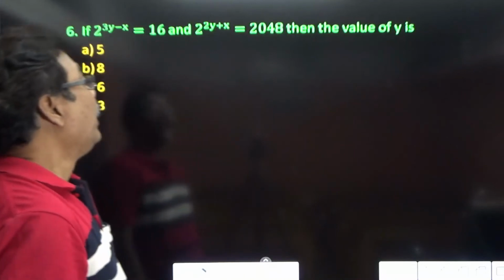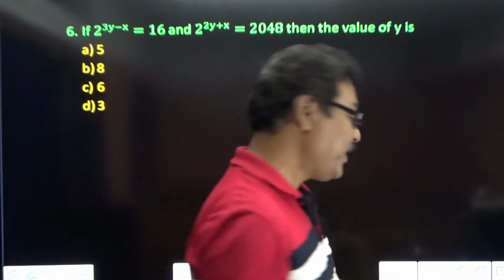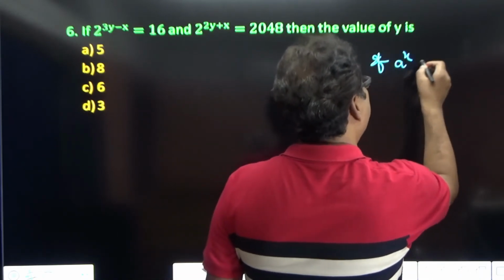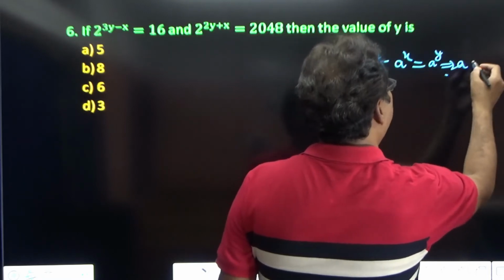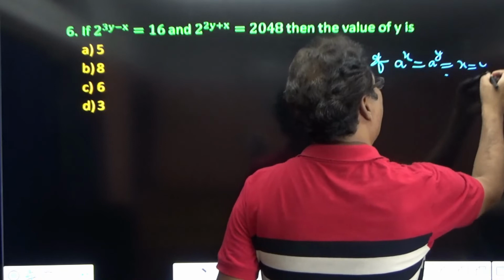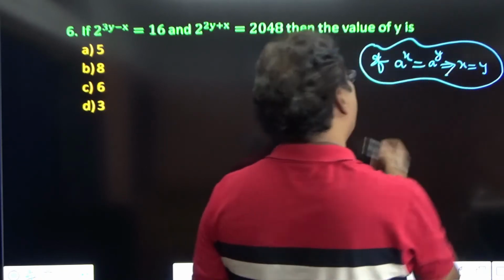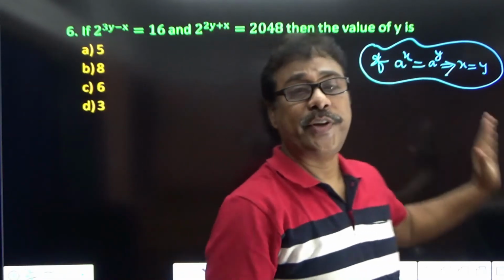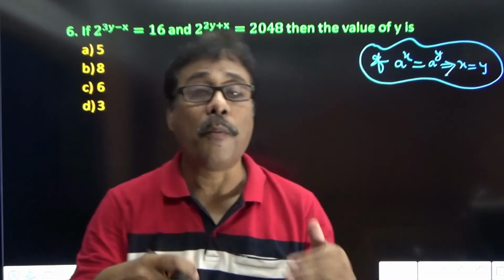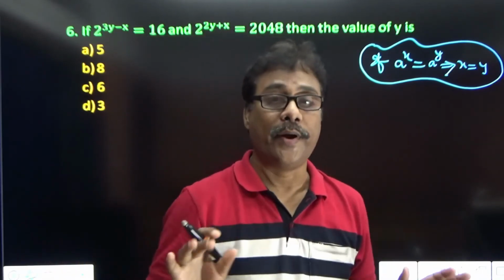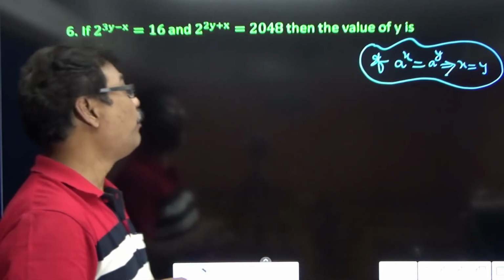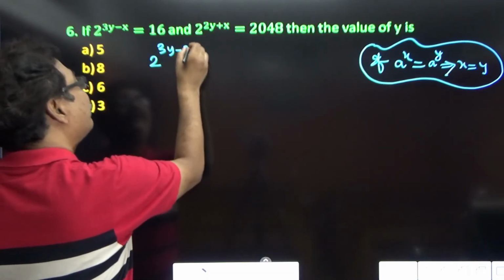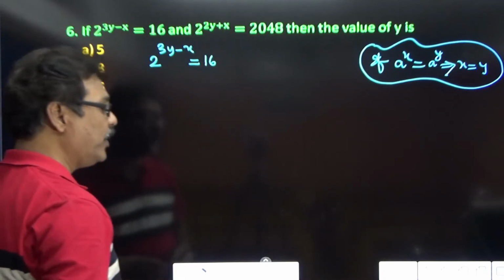Okay, now let's come to the next one. The next one is based on this formula: if a to the power x is equal to a to the power y, then x is equal to y. This is how we are going to solve this question. In an equation, if the base is the same on both sides, the powers will be equated. The power has to be equated to solve this type of question. See what to do now. Given 2 to the power 3y minus x is equal to 16. So what is our aim actually in this particular question?